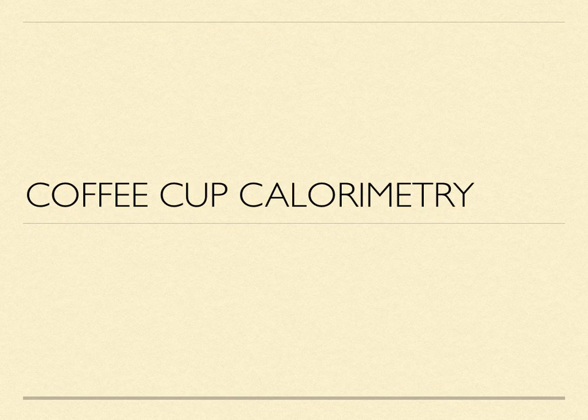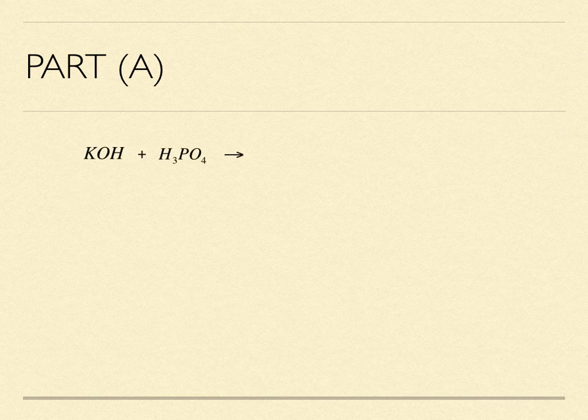Here, we will solve a problem dealing with coffee cup calorimetry. In the first part, we're given the reagents and must find the overall balanced reaction. After determining the base and acid, we see that the hydroxide will react with the dissociated hydrogen ions to form water, while the potassium ions will join with the three phosphates.